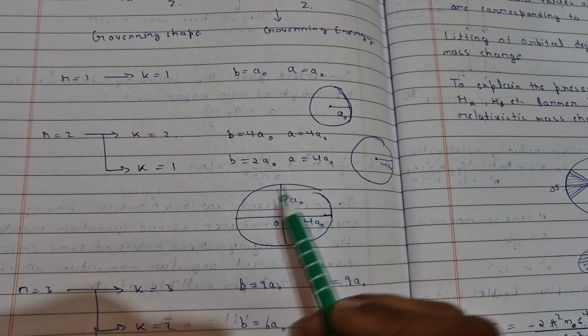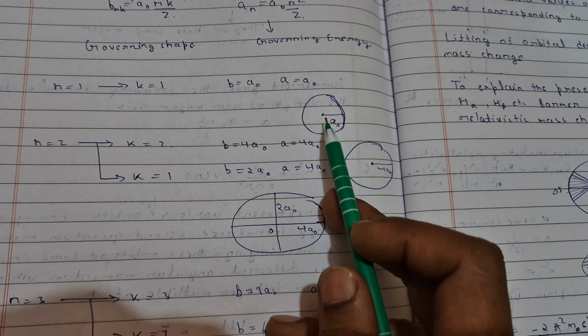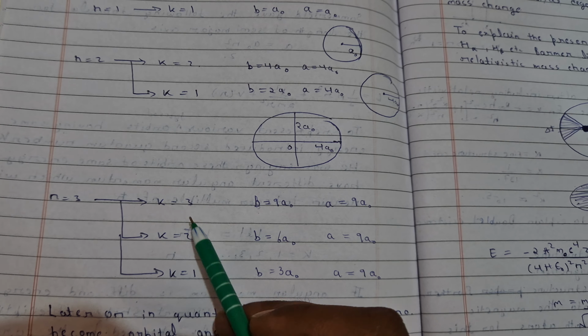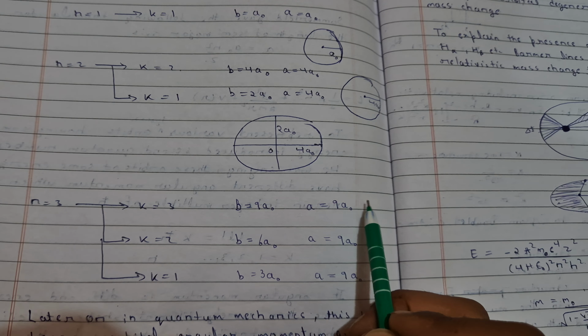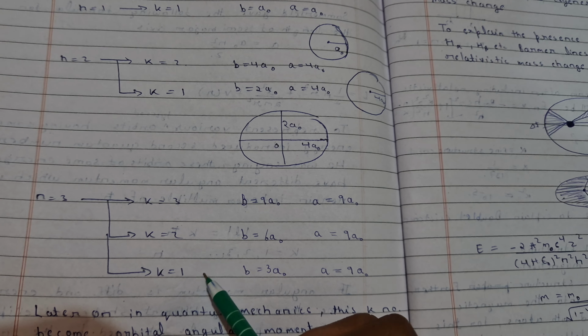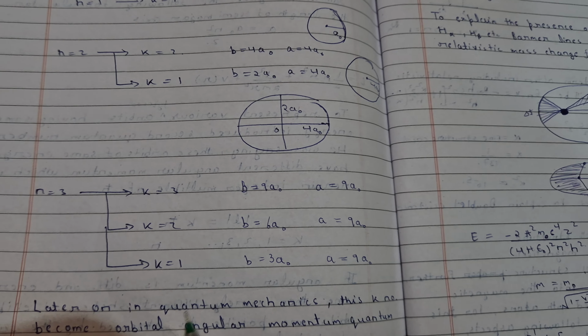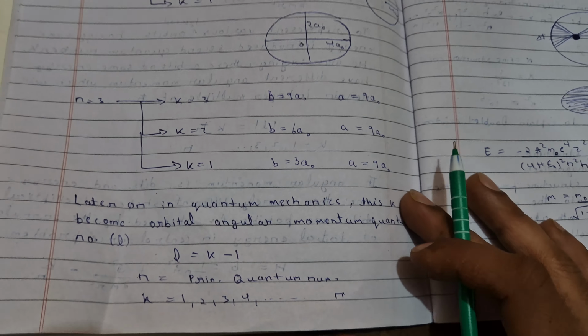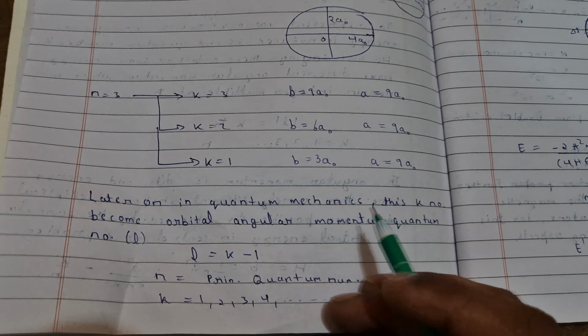This is what was introduced by Sommerfeld. Normally you have only this in Bohr's model, but now you have this also. For n equal to 3, again for k equal to 3, b and a will be the same, but for k equal to 2 and k equal to 1 you will get different elliptical orbits. That's how for higher n you get more and more elliptical orbits. That is what was given by Sommerfeld.